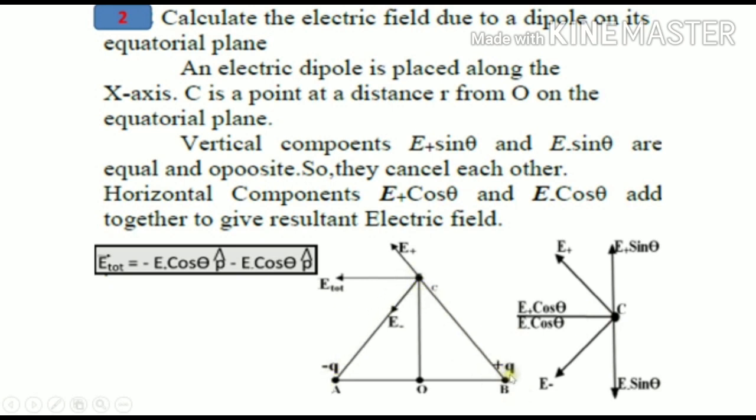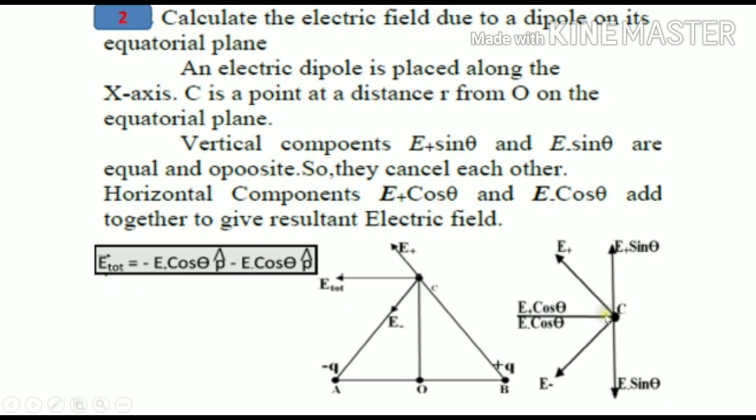So the direction of the electric field is given here. Here it is moving in this direction, plus Q. Due to the plus Q, the electric field is acting in the upward direction, whereas the electric field due to minus Q is acting in the downward direction. So there will be a net electric field, here indicated at the point C.